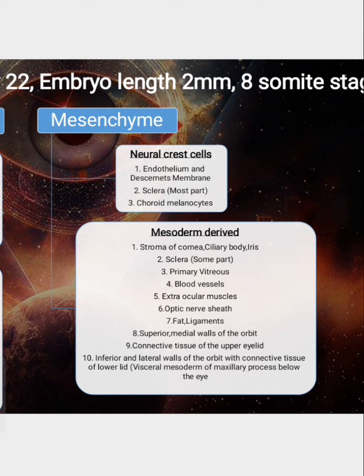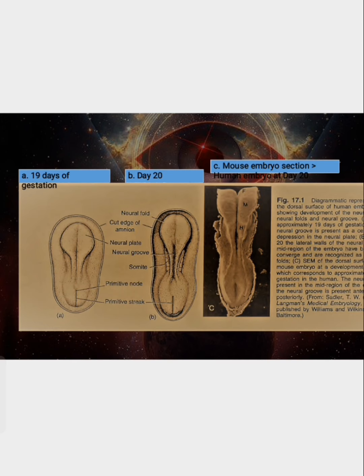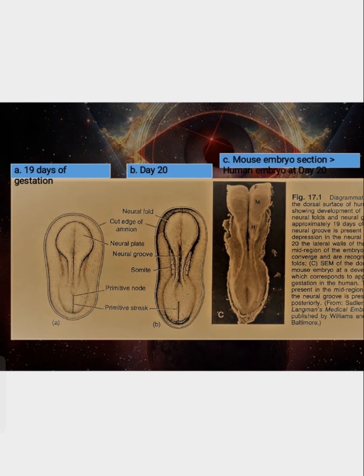part of the sclera, primary vitreous, blood vessels, extraocular muscles, optic nerve sheath, fats, ligaments, superior medial walls of the orbit, connective tissue of the upper eyelid. Inferior and lateral walls of the orbit with connective tissue of lower lid are derived from visceral mesoderm of maxillary process below the eye. This diagram is showing the neural plate and the neural groove and the somites.